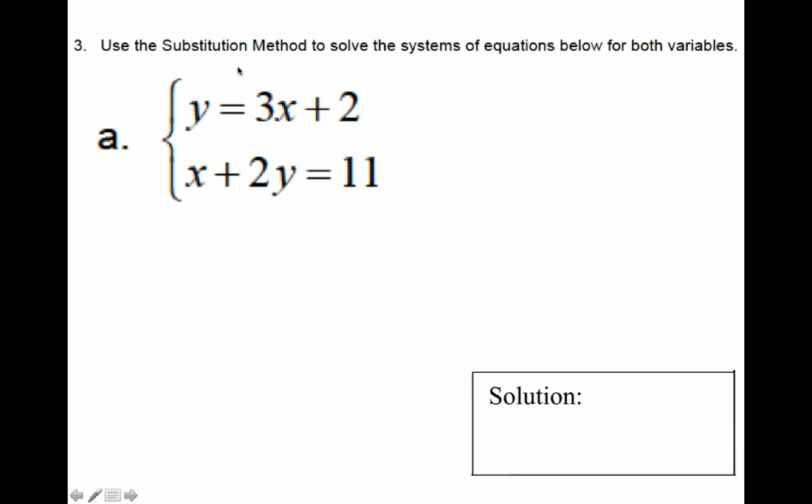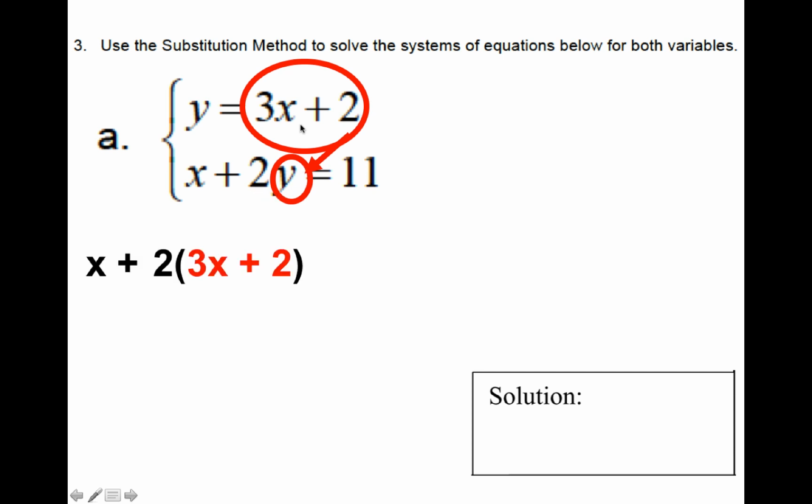For this one, it says to use the substitution method to solve the systems of equations below for both variables. Notice how the variables are not lined up. So substitution is the best method for this problem, because the y value is by itself already. So we're going to circle what y equals, and we're going to plug it into the y in the other equation. This will give us x plus 2 times the y goes away and becomes 3x plus 2. And then that should equal 11.